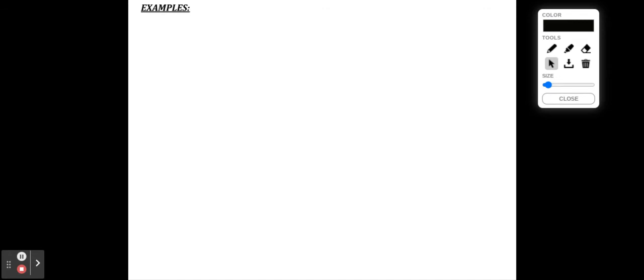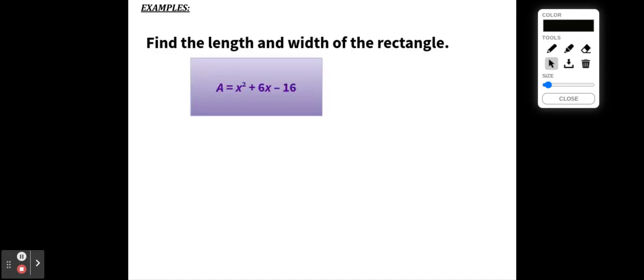Okay, we're going to do just a couple last examples here. On this one, we're asked to find the length and the width of the rectangle, and we know that if we were to take the length and the width and multiply them together, we would get the area. So we're looking at what two binomials are going to multiply together to give us this quadratic polynomial. So let's start with that area.